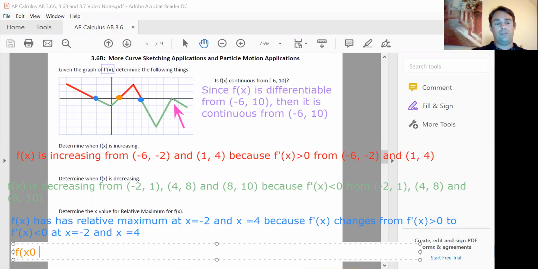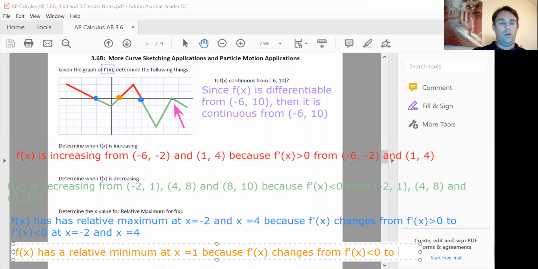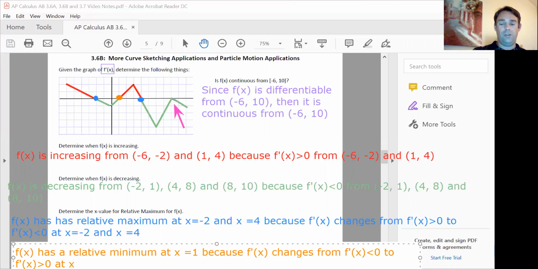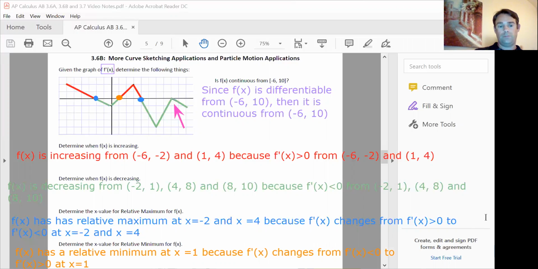f of x has a relative minimum at x equals 1 because f prime of x changes from f prime of x less than 0 to f prime of x greater than 0 at x equals 1. All right, so we are able to interpret this derivative to answer some things about this graph for us.